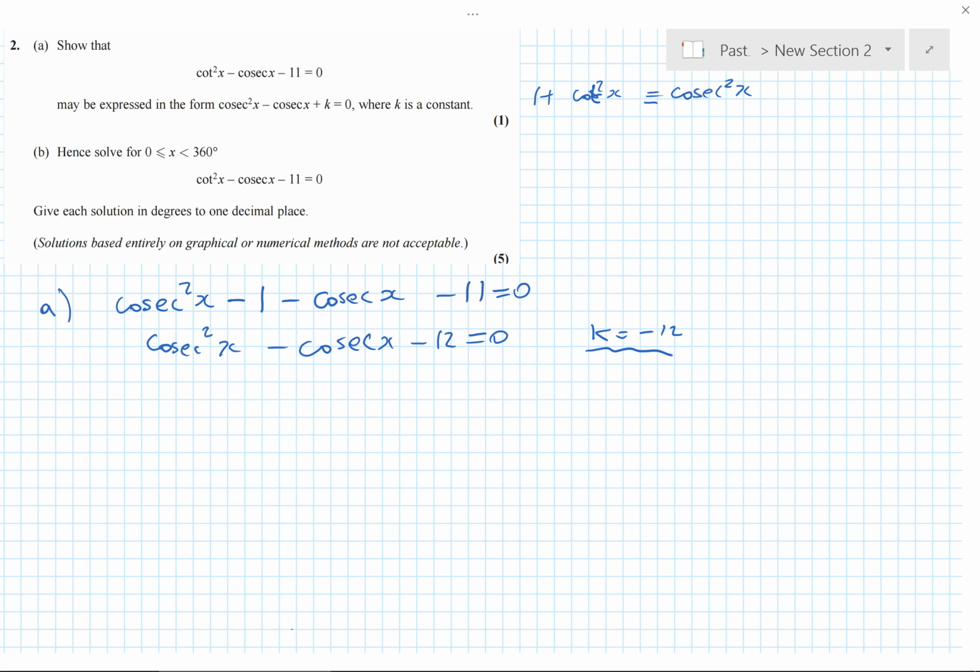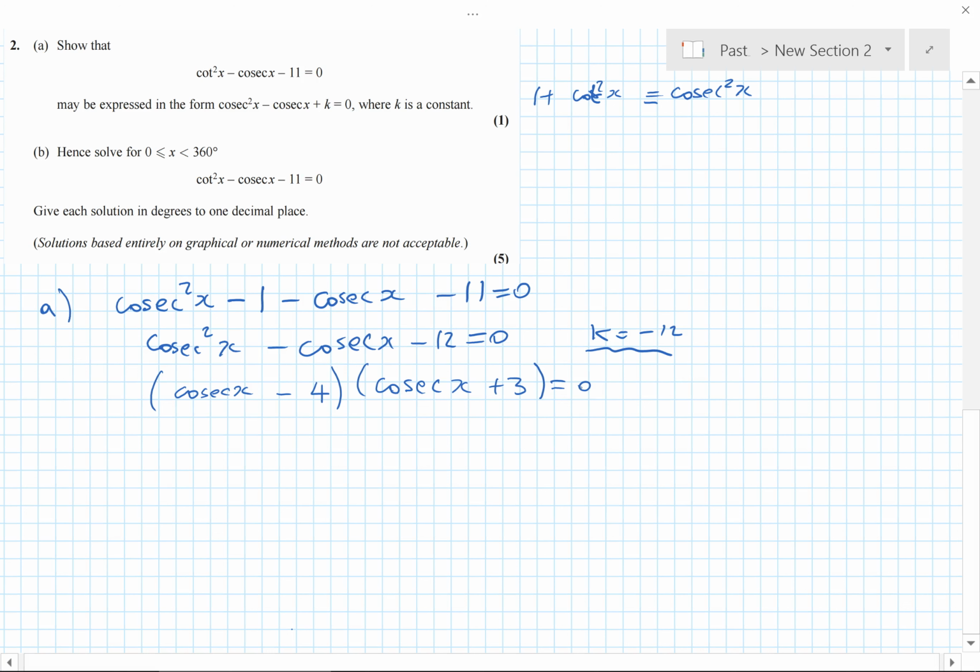Now, what that means is we can factorize this. I'm going to put this into 2 brackets: cosec x minus 4, and cosec x plus 3.